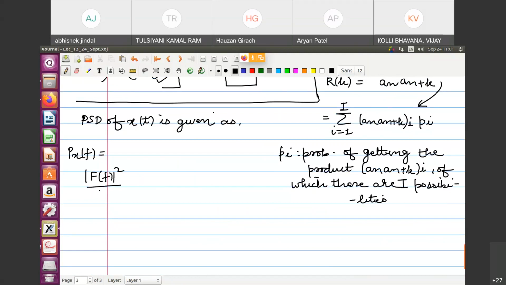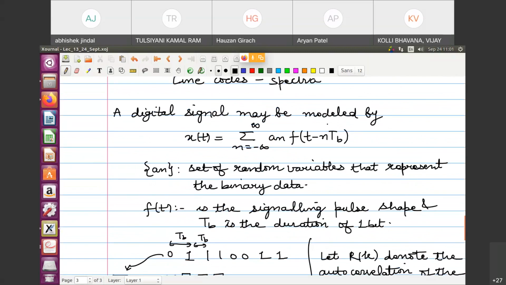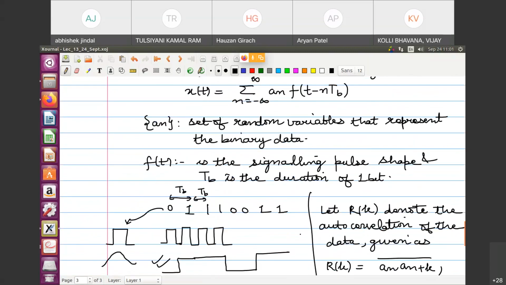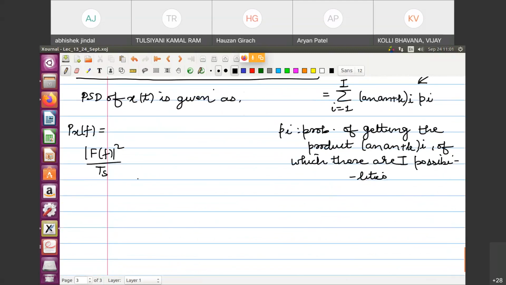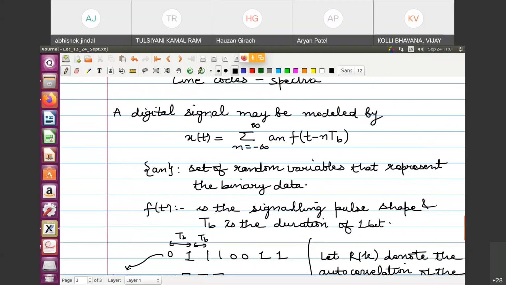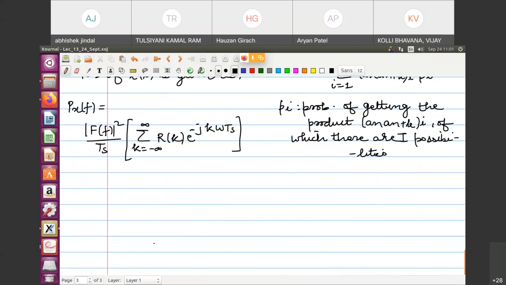the square divided by Ts. Ts is the symbol interval. Here it will be Tb. Ts will be equal to Tb because we are considering binary modulation, meaning our bit stream is binary, we are not considering symbols, okay, which I think you must have seen in your introduction to communication systems course. R of k e raised to power minus j k omega Ts. So this is a very simple formula for obtaining the power spectral density of any signal which is represented in this form. Okay. Now let us see what is F of f and all these things.